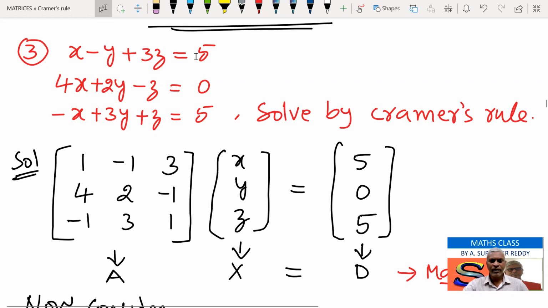So you should be careful. The constant term should be right side of the equal.